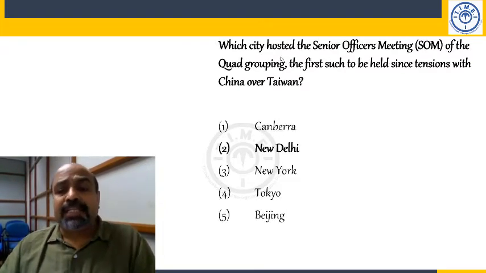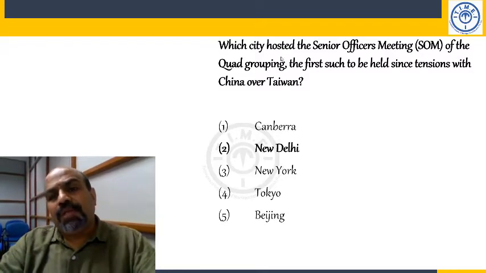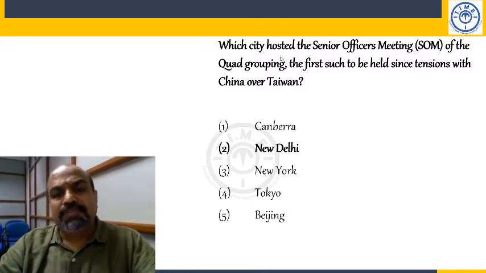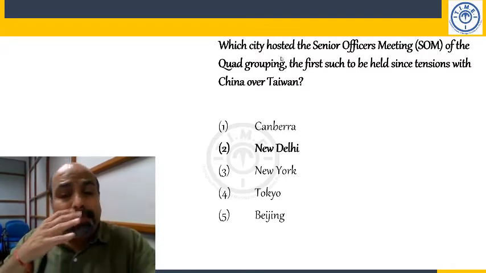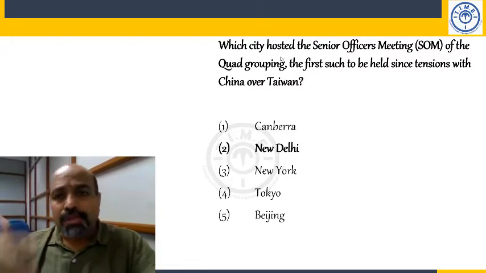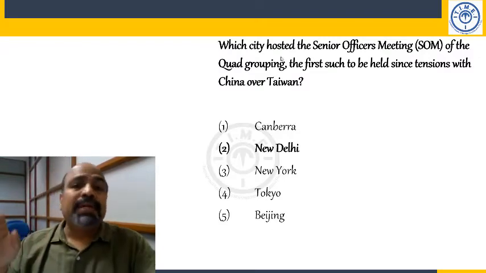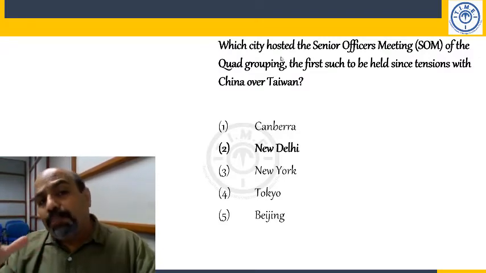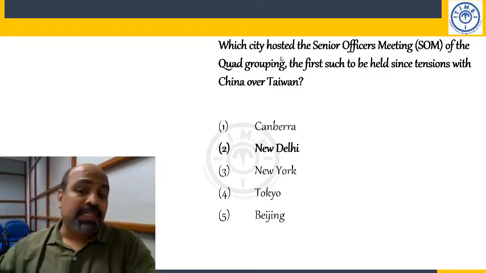Which city hosted the senior officers meeting of the Quad grouping, the first such meeting to be held since tensions with China over Taiwan? Well, New Delhi hosted this. See, Quad grouping comprises four. Quad is four. So you have India, the United States, Japan, and Australia, four countries. But these days, something called Quad Plus has come in. What is Quad Plus? You could write this.